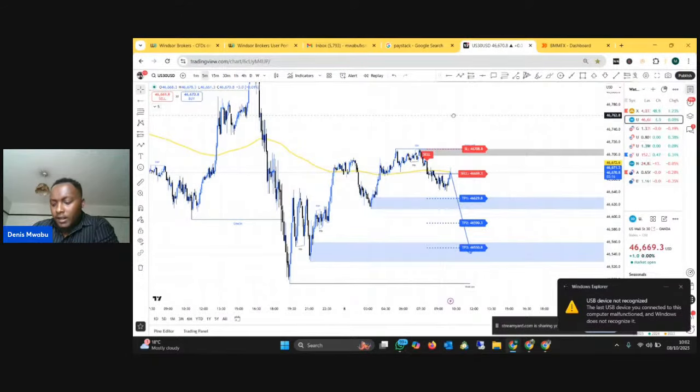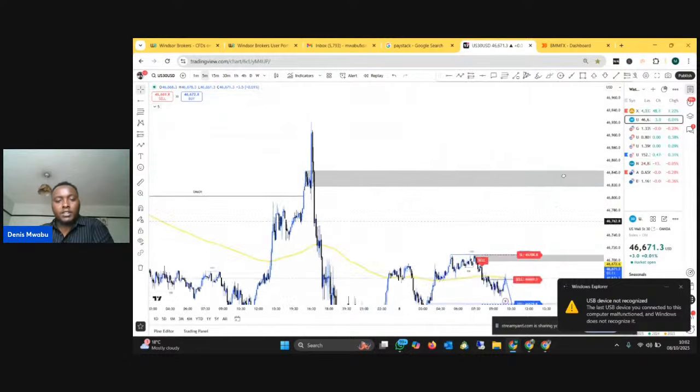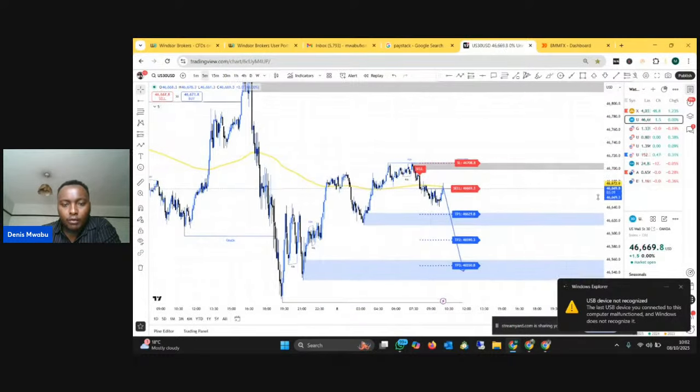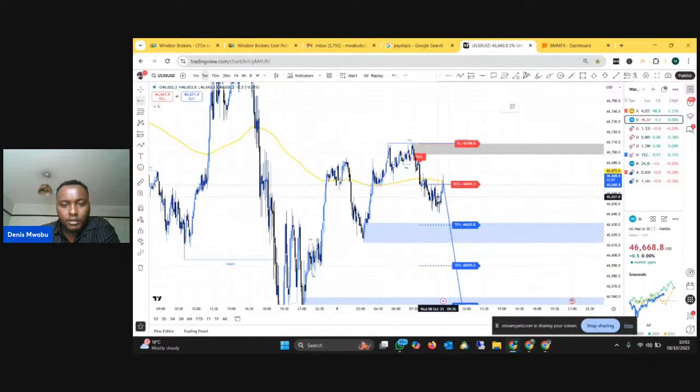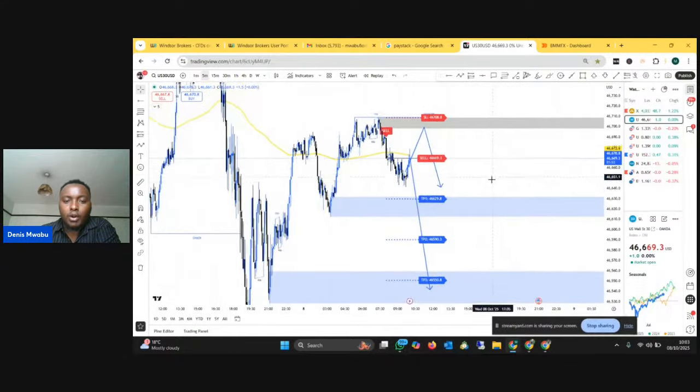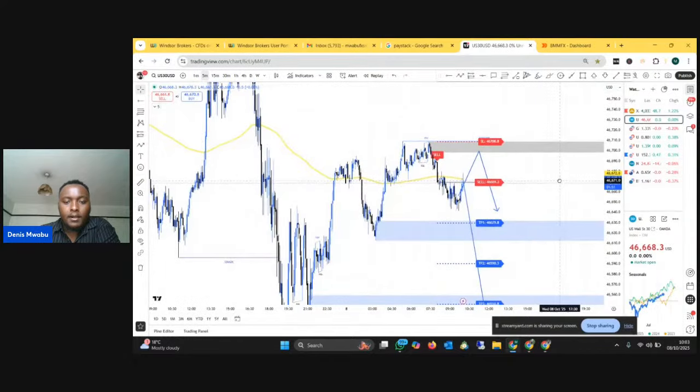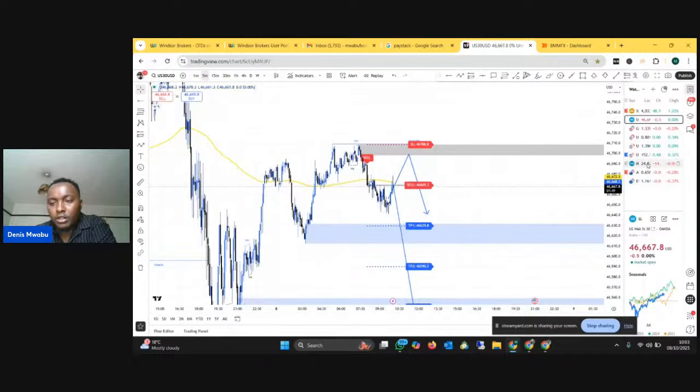I think if it's a sell for US 30, what I'm looking for is if it comes to this particular zone. Let me show you. If it comes back, rejects here, and then pushes down, and then BMM gives us a sell, that's the time I'll take that sell.